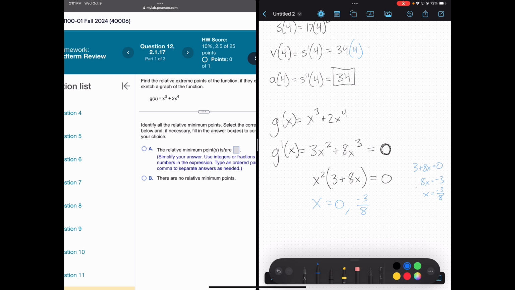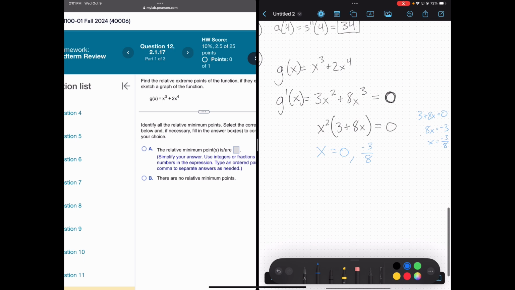Okay, so I have my possible relative minimums and maximums. How do I determine if they're minimums or maximums? Plug them into the original function. That'll tell me what the y values are. But remember, that's really only helpful if I'm talking absolute max and absolute min. It's not that helpful if I'm only talking about relative minimums, relative maximums. So how do we do it with relatives? Yeah. You plug the numbers around them into the derivative.